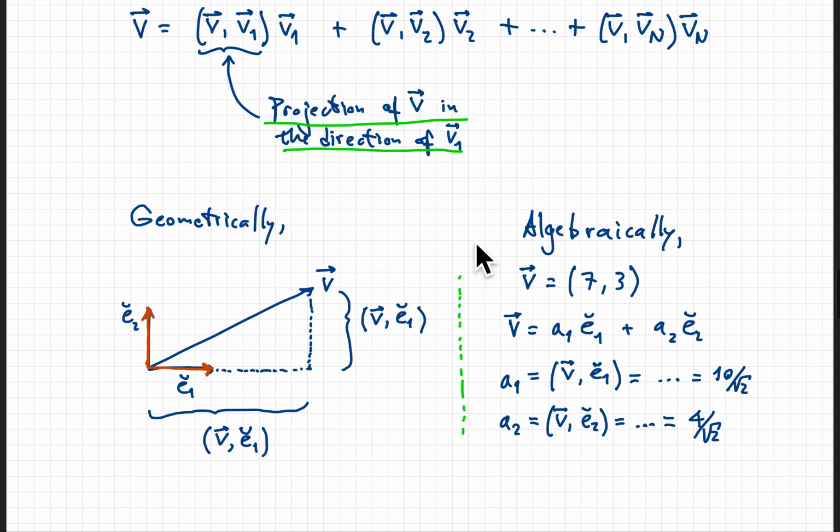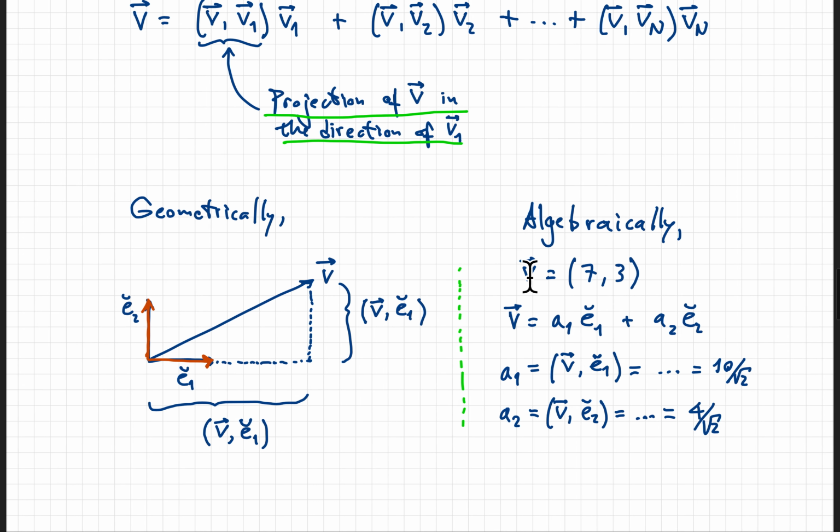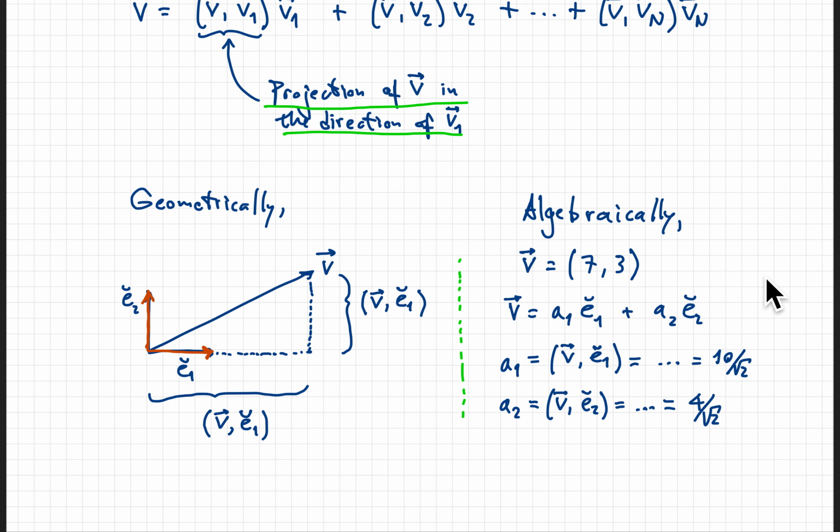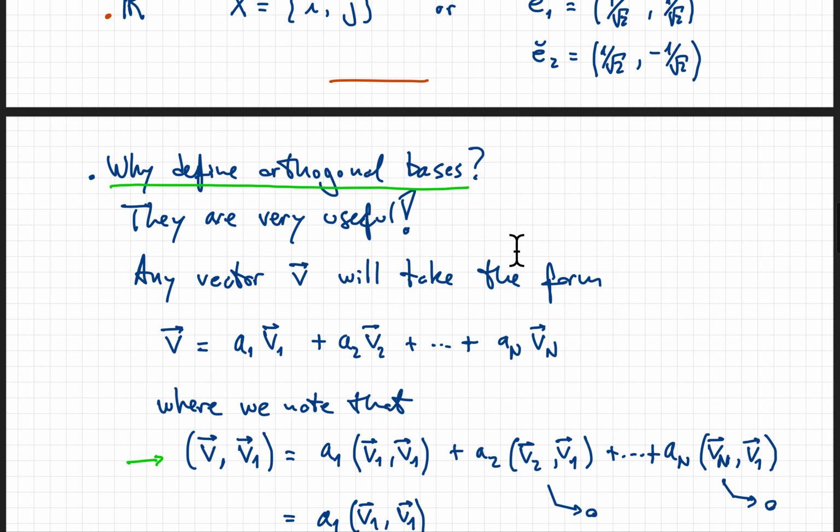Now, algebraically, what this means is, for example, suppose that our vector v is (7, 3), no particular value in that specific vector. Then (7, 3) can be written in terms of e1 and e2 by choosing coefficients a1 and a2. And suppose we pick this basis e1 and e2, also shown here, to be in particular the basis we were playing with before.